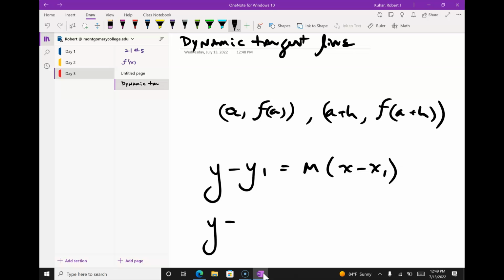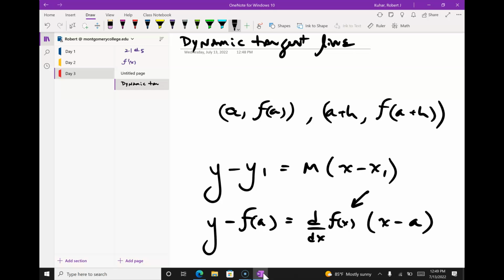Y minus what? f of a equals d dx of f of x times x minus a. d dx is the operator for derivative. But I made a mistake there. What should that actually be? Not f of x, but d dx definitely of f of what? f of a.